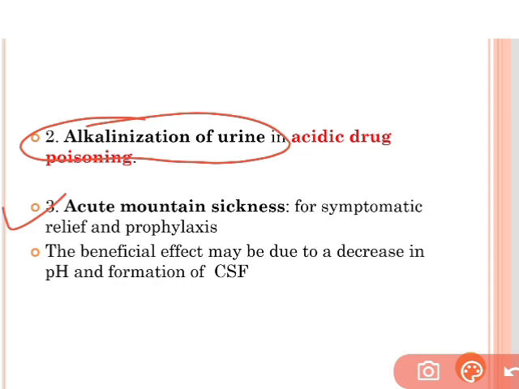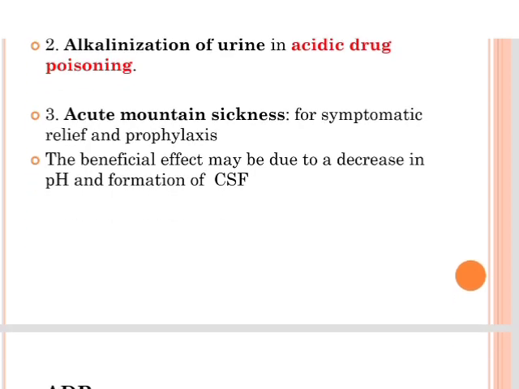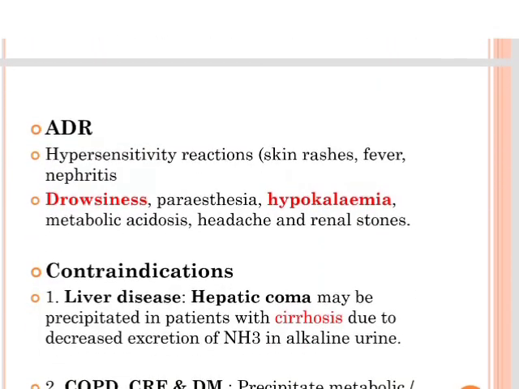Then if you go trekking, there can be acute mountain sickness. In acute mountain sickness there is dizziness, headache, and uneasiness. For symptomatic relief and for prophylactic purposes, it is used mostly prophylactically. The beneficial effect may be due to a decrease in the pH and formation of CSF. It is helpful in acute mountain sickness. Now what are the adverse effects?